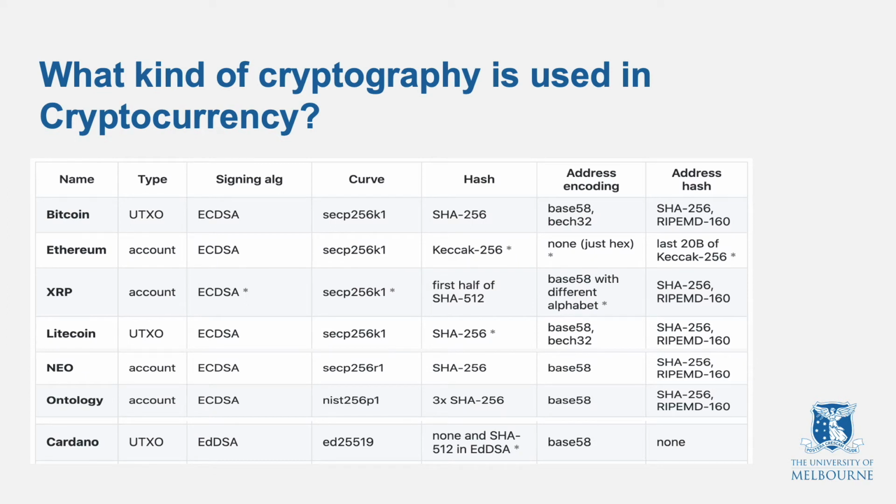Cryptocurrency uses many types of cryptography. Signing algorithm is the application of public key cryptography used in cryptocurrency when signing transactions and proving ownership, which prevents double spending. As can be seen from the table, most of the major coins like Bitcoin and Ethereum use ECDSA and K1 as a signing algorithm and curve. Next, Ron will explain ECDSA in more detail.